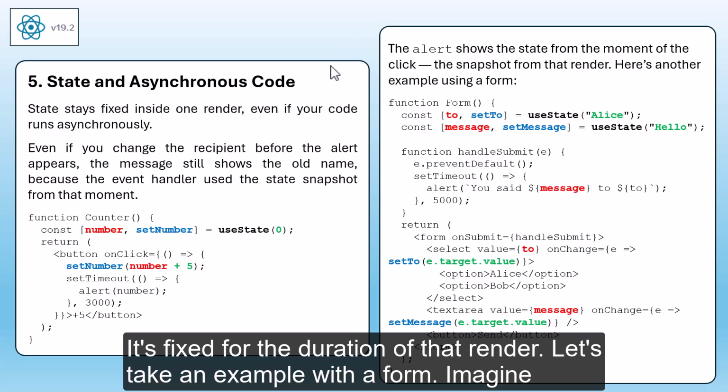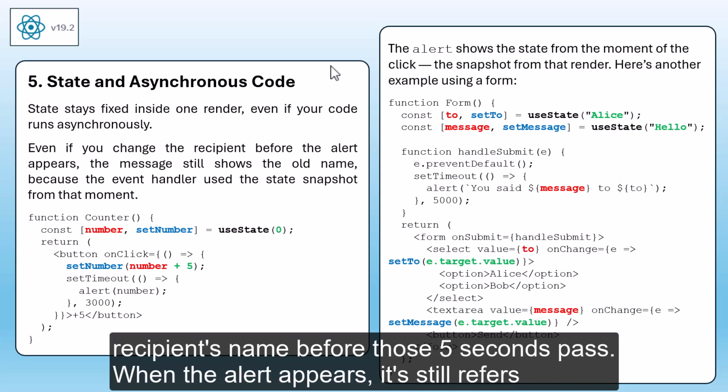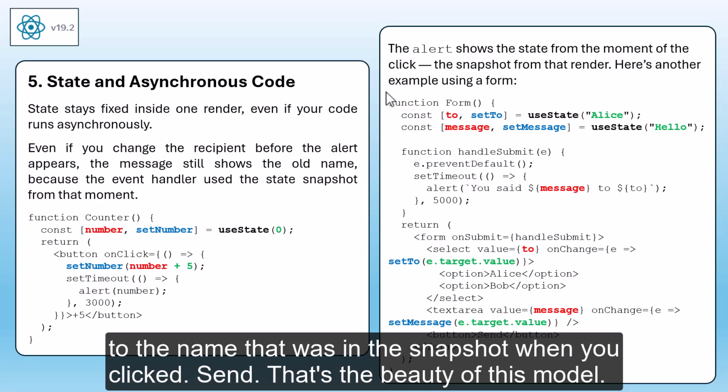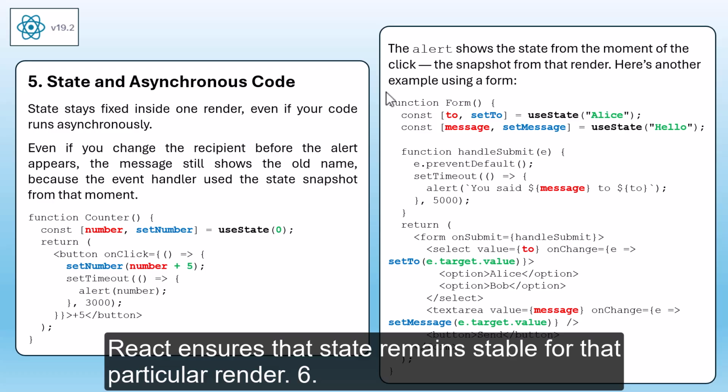Let's take an example with a form. Imagine you press send, and the message is set to be sent after 5 seconds. Then you change the recipient's name before those 5 seconds pass. When the alert appears, it still refers to the name that was in the snapshot when you clicked Send. That's the beauty of this model. It avoids timing errors. You always know what the state looked like when the user performed the action, because React ensures that state remains stable for that particular render.